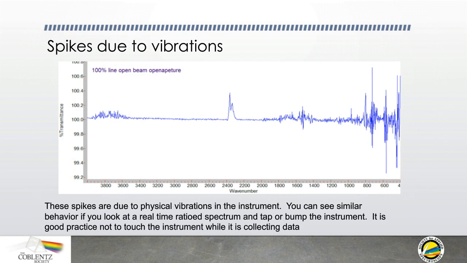The first one that I'm showing you has spikes in it. You can see these spikes down here. The spikes that we're seeing in this particular 100% line were due to vibrations. In this case, the instrument, which was a research instrument, was placed very close to a hood that was drawing a lot of air, and the blower was shaking a bit. So we see vibrations here. These types of spikes you do not want to see in your 100% line.